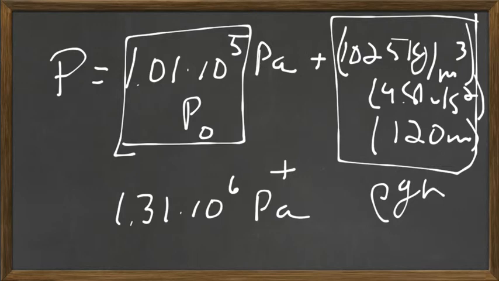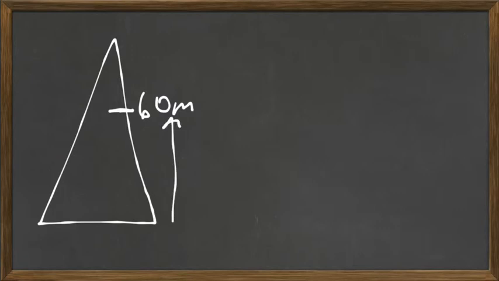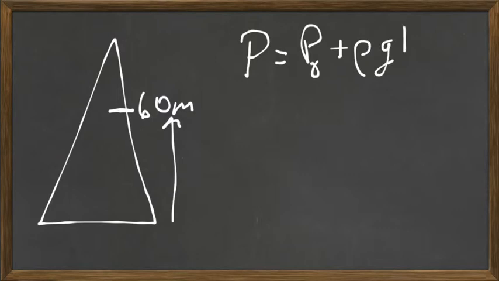But what happens if I ascend a column of fluid? Let's say instead I happen to be some type of a mountain goat sitting up here on a mountain somewhere 60 meters up from sea level. To what pressure is he exposed? Well, you use the same formula, it's no different. Pressure at a location in a column of fluid, atmospheric plus rho g h.